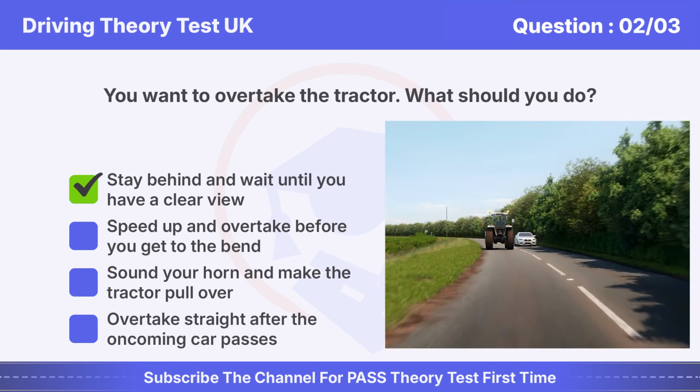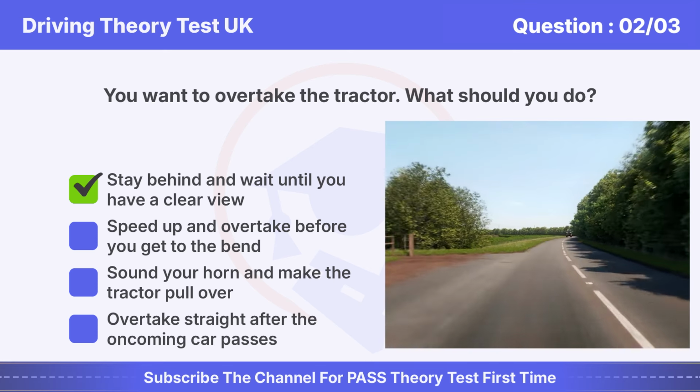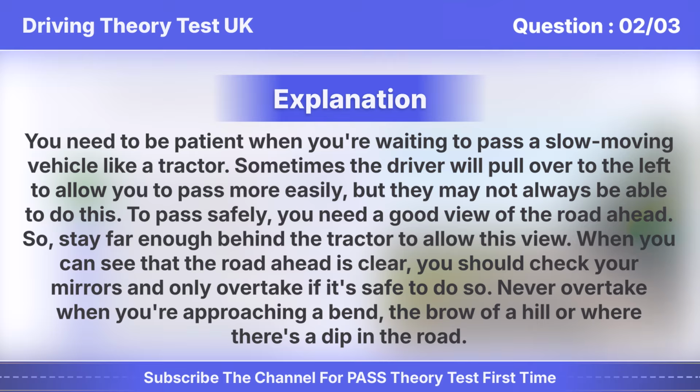Answer is A. Stay behind and wait until you have a clear view. White lines painted on the road give you information about where you may drive and when. A line that lengthens, with shortened gaps, means there's a hazard ahead. For example, it may mean there's a sharp bend coming up. If you need to overtake another vehicle or turn, you must make sure that the road ahead is clear before you cross the lines.